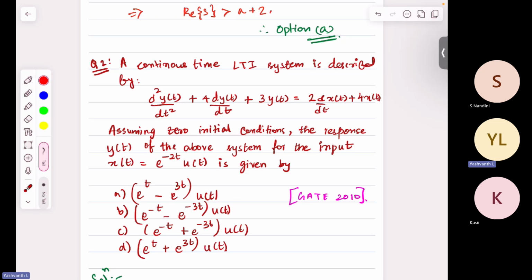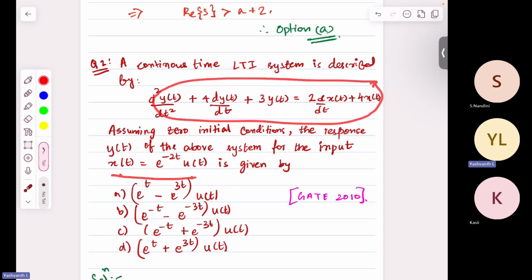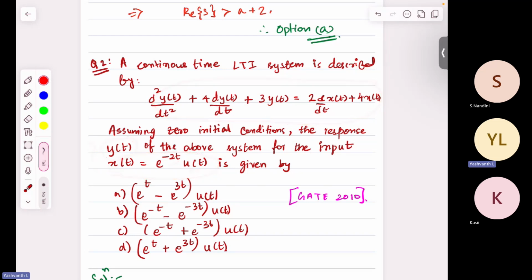Then the response y of t of the above system for the input x of t equal to e power minus 2t u of t is given by. That is, what it says is, let's say the LTI system is described by this differential equation. If I give x of t equal to e power minus 2t u of t as the input, what is the output y of t? That is the question. This is a question asked in GATE 2010.